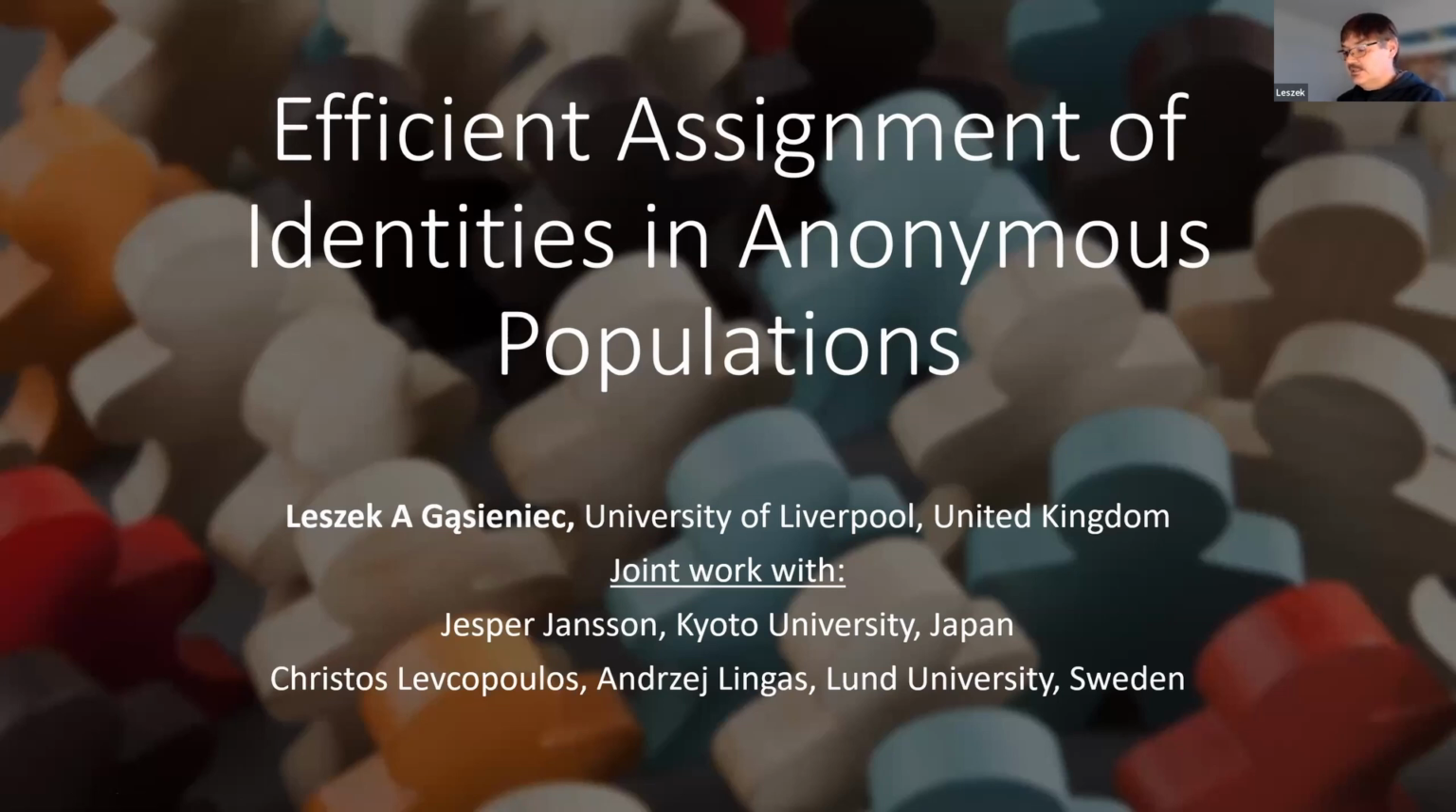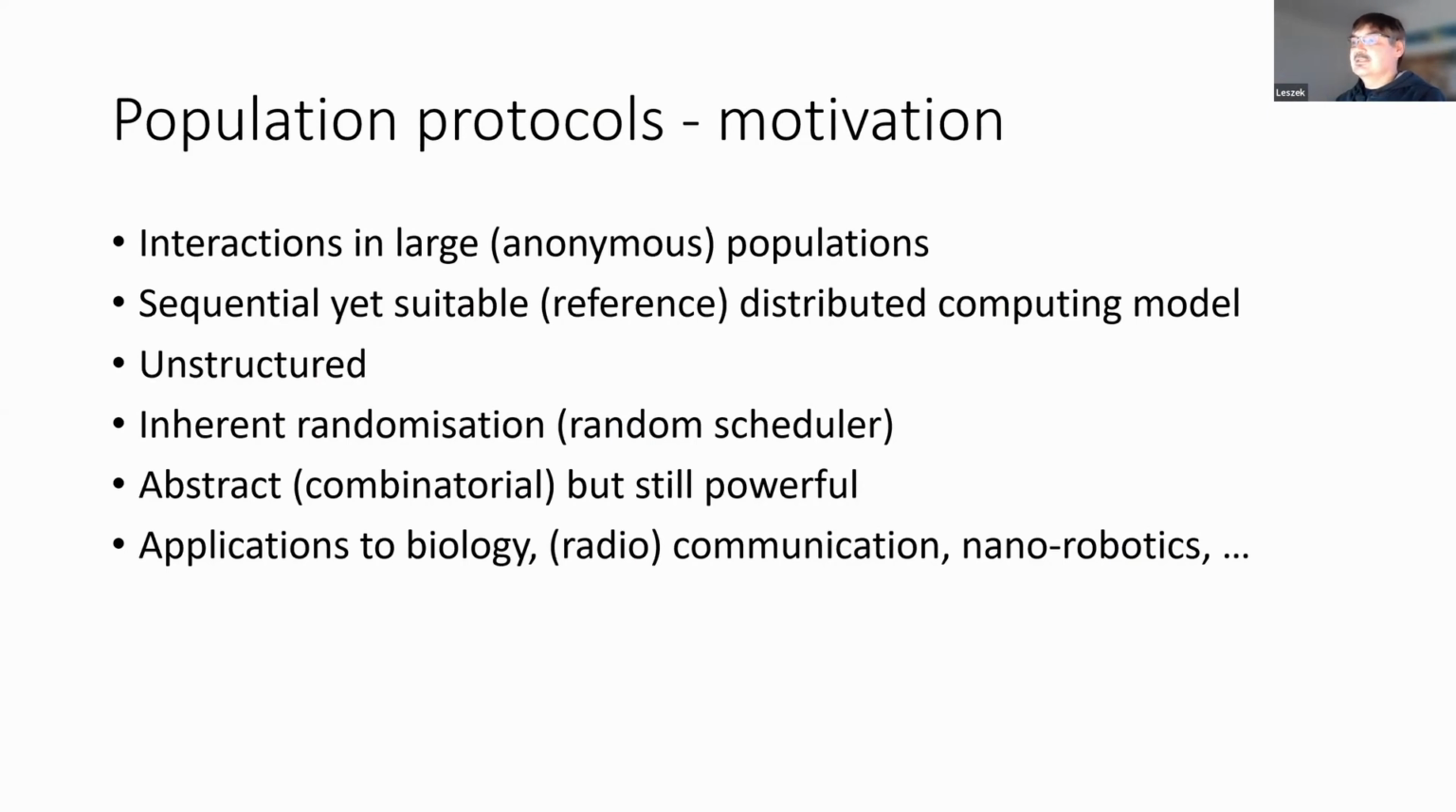So my work is indeed on population protocols. In particular, we are interested in giving names or IDs to individual agents which are originally anonymous. This is a joint work with Jesper Jansson from Kyoto University in Japan, Christos Levcopoulos and Andrzej Lingas from Lund University in Sweden. Since this is the first talk in the series, I allowed myself to talk a little bit longer about the definitions of population protocols, probably helping the speakers in the second part of the session.